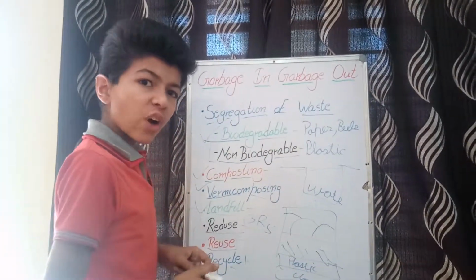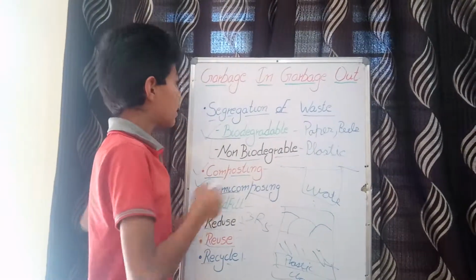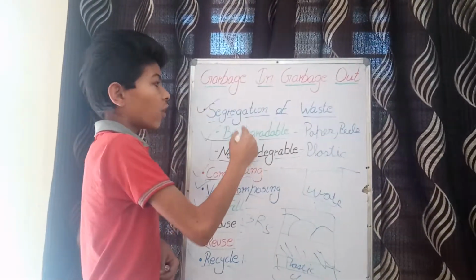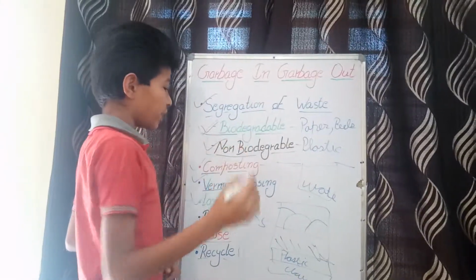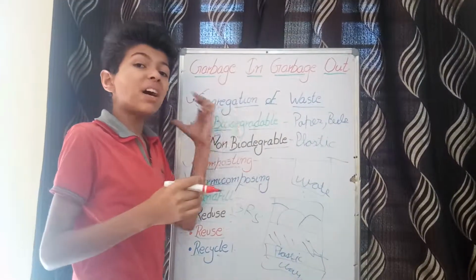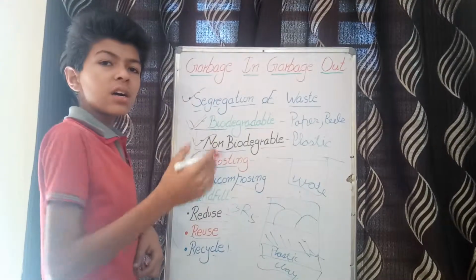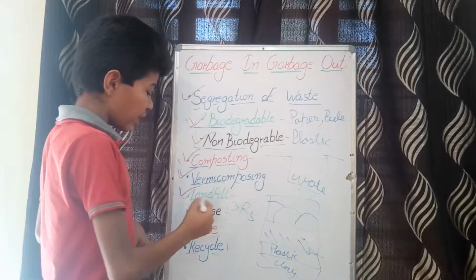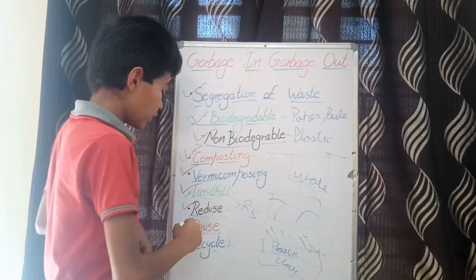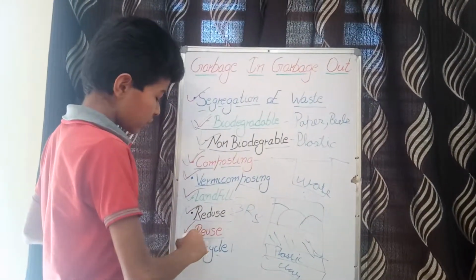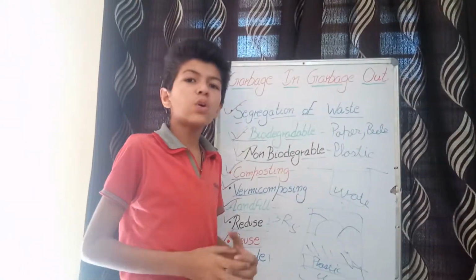So friends, what we learned today is segregation of waste into two types, biodegradable and non-biodegradable, and the processes of managing biodegradable waste, composting and vermicomposting, and we also learned landfill. Then management of non-biodegradable waste is reduce, reuse and recycle. So let me ask some questions to revise.